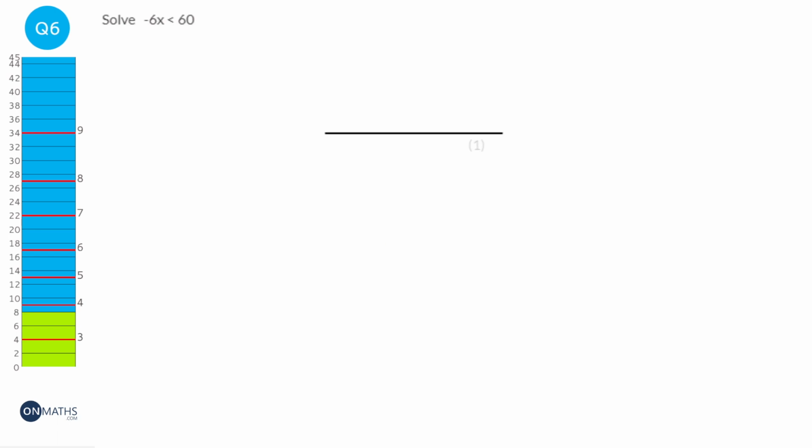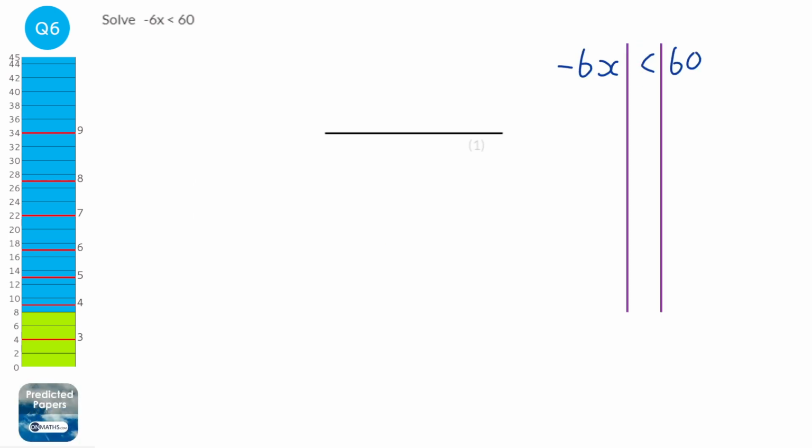Okay, so we're going to start by writing this out a little bit bigger, to give us a bit more space. So it's minus 6x is less than 60. And we're going to do our tram lines down. We're going to start by dividing both sides by minus 6, because that's what this is doing, timesing the x by minus 6. So we divide both sides by minus 6, and that gets rid of the minus 6 on the left hand side.